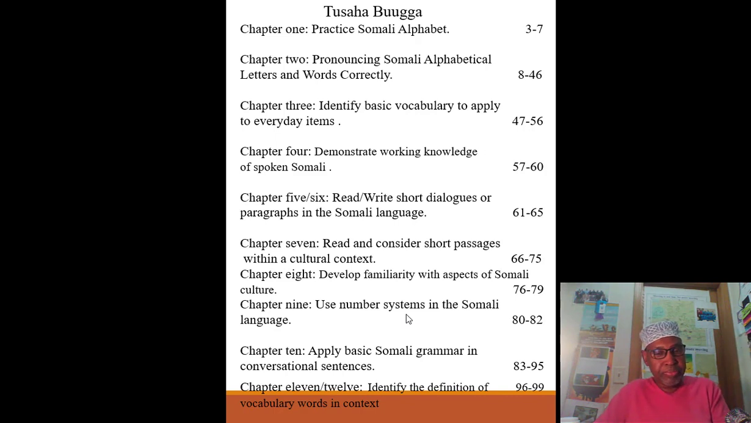So I hope if you decide to make this book your partner and you are interested in learning the Somali language, hopefully you will be successful in 6 months, and hopefully that's what I'm expecting. If you put in your effort, hopefully you will learn the Somali language in 6 months.